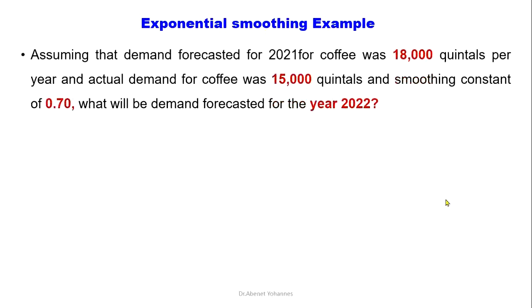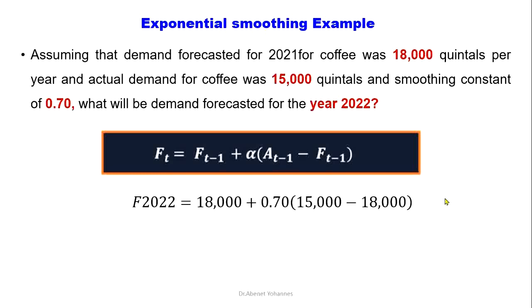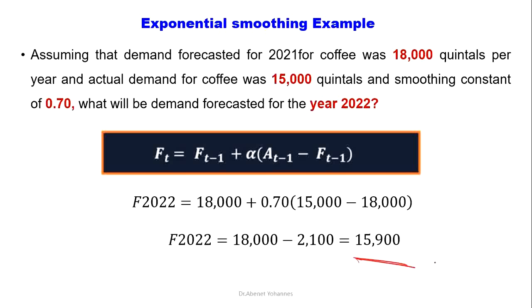The example: assume that the demand forecast for 2021 for coffee was 18,000 quintal per year and actual demand for coffee was 15,000 quintal. And the smoothing constant is 0.7. What will be the demand forecast for 2022? Okay, so this is the formula. When you substitute this in the equation, what is 18,000? Forecast in the last year. Okay, what is actual last year? 15,000 minus 18,000 last year's forecast times 0.7. It will give us exactly for the next year 15,900.